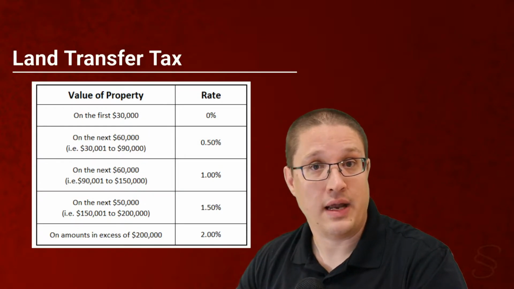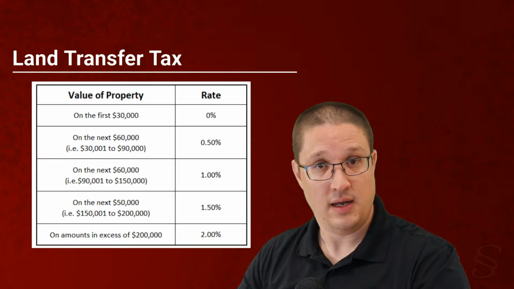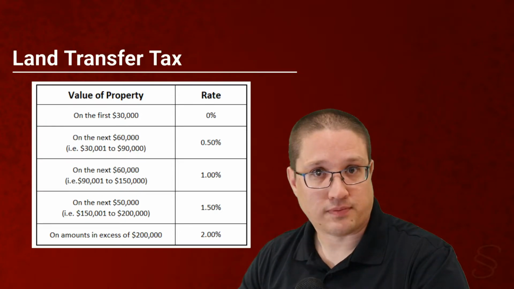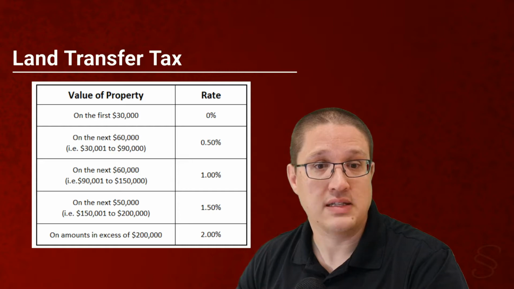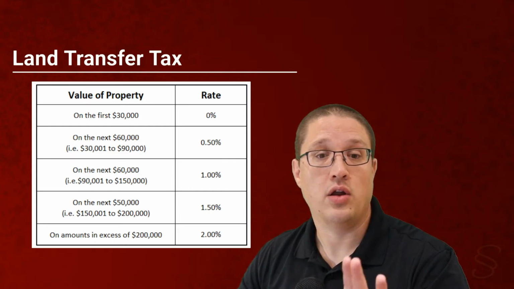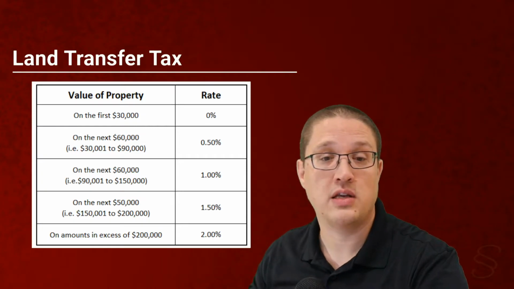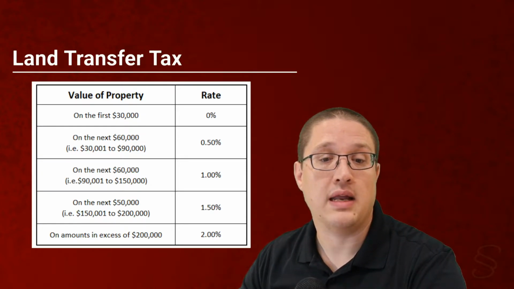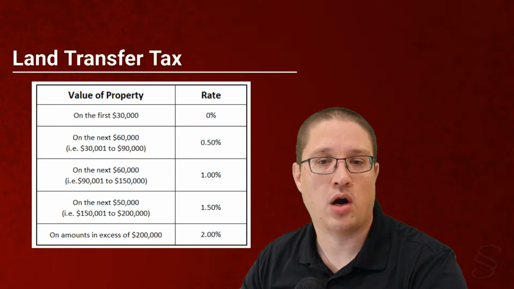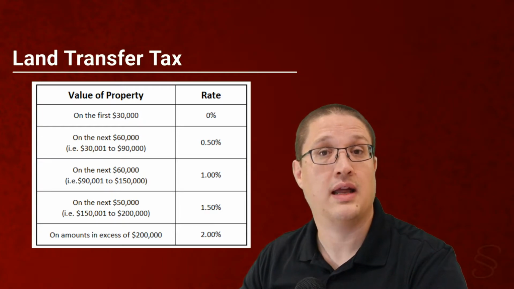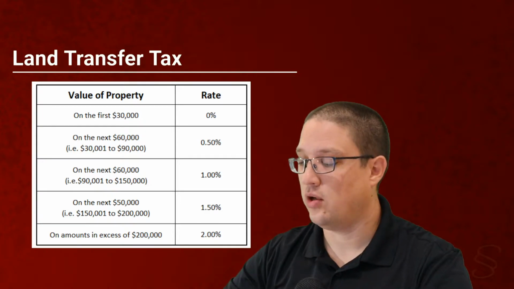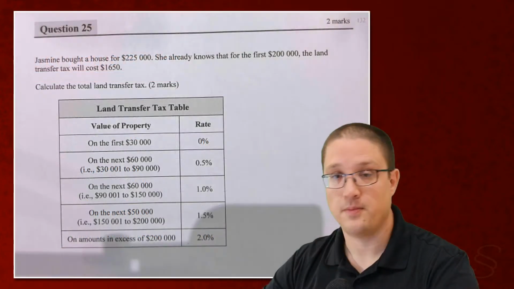This works out as a graduated percentage rate. This seems like graduated commission, if you remember that way back from grade 10. But using this chart, we can calculate our land transfer tax. It works quite straightforward, but it is important to read the chart correctly and read it carefully. Let's take a look at an example of how to do this.